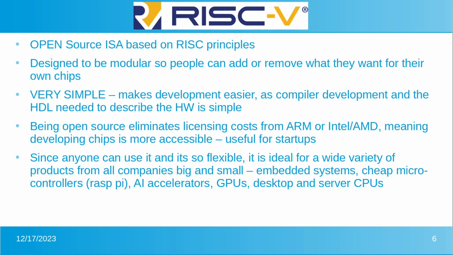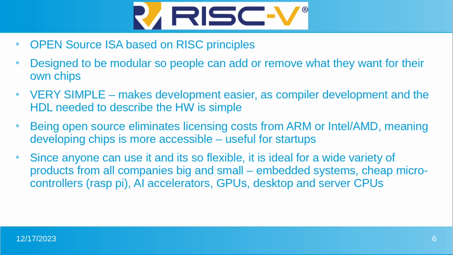Because being open source eliminates licensing costs from ARM or Intel/AMD. So you can develop chips for cheaper, so you don't have to pay licensing costs. For example, Apple actually has to pay ARM a license in order to use their ISA in their chips. And like I said, this is useful for startups because they don't have to pay burdensome licensing costs, and they can just use this free ISA that's very simple to use for whatever chip they're making. It's very empowering, especially for smaller companies that want to get into the chip design space.